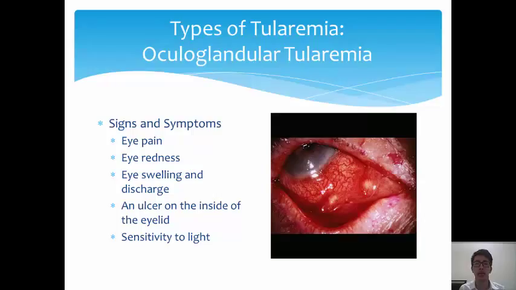The third type of tularemia is oculoglandular tularemia, and the signs and symptoms include eye pain, eye redness, eye swelling and discharge, and ulcers on the inside of the eyelid, as you can see from the picture here, and they're extremely sensitive to light.